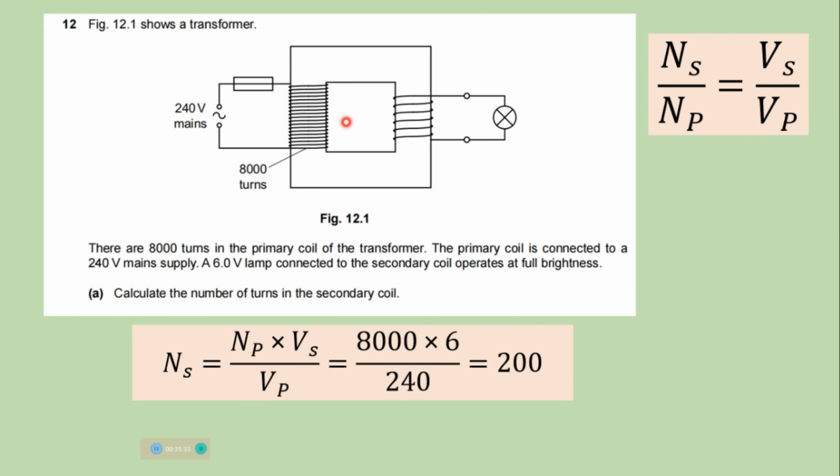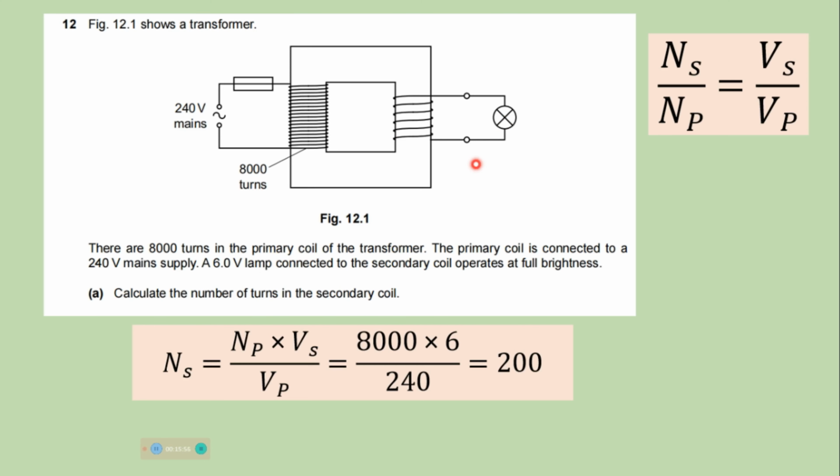This figure shows a transformer. There are 8,000 turns in the primary coil of the transformer. The primary coil is connected to a 240 volt mains supply. A 6-volt lamp connected to the secondary coil operates at full brightness. Calculate the number of turns in the secondary coil.